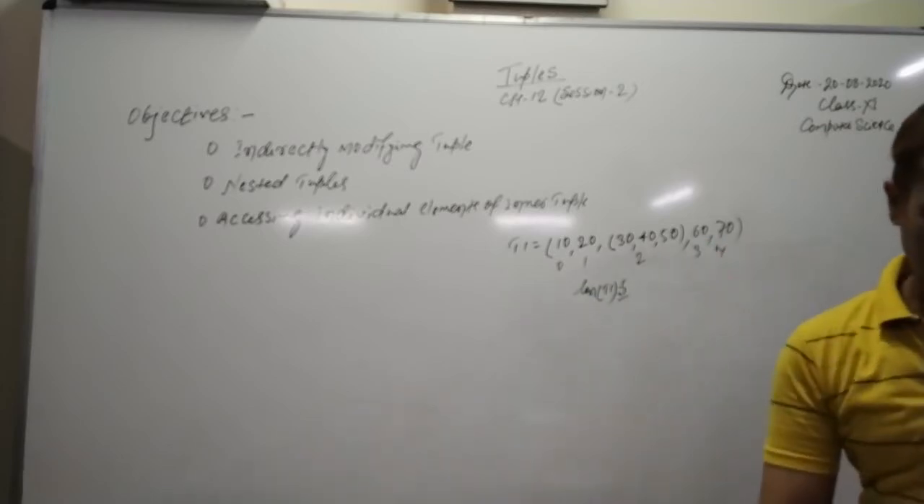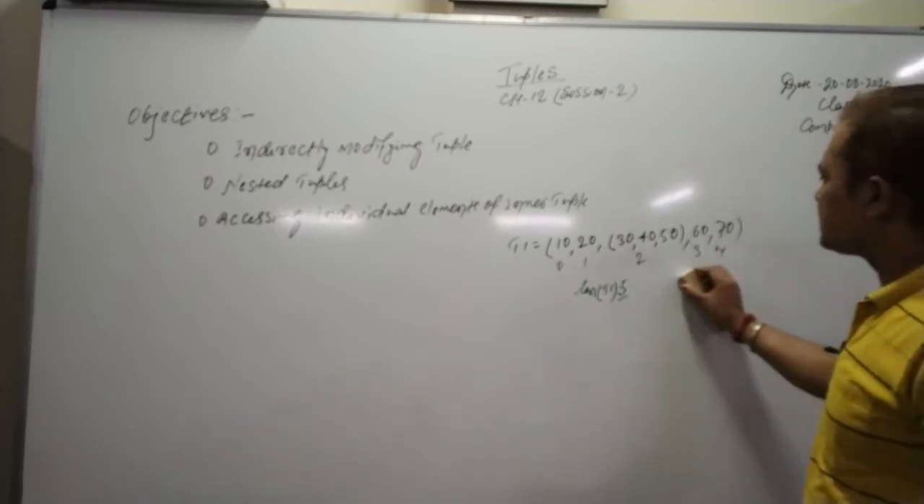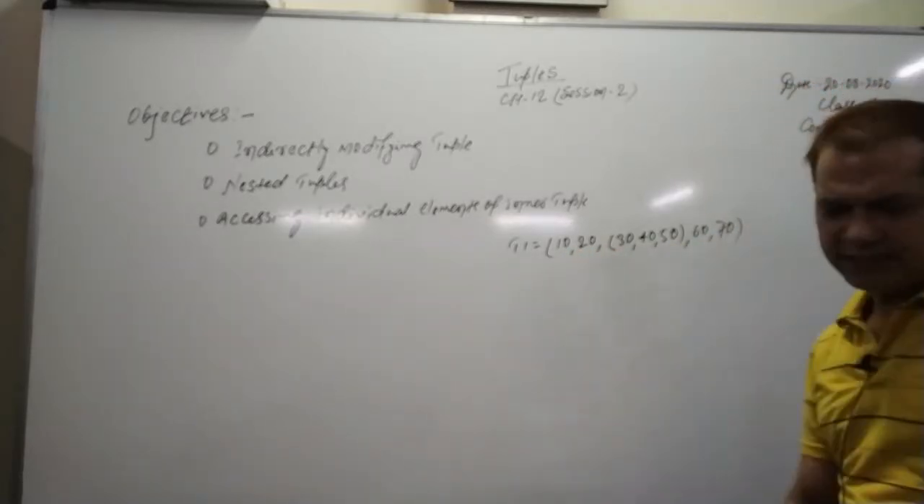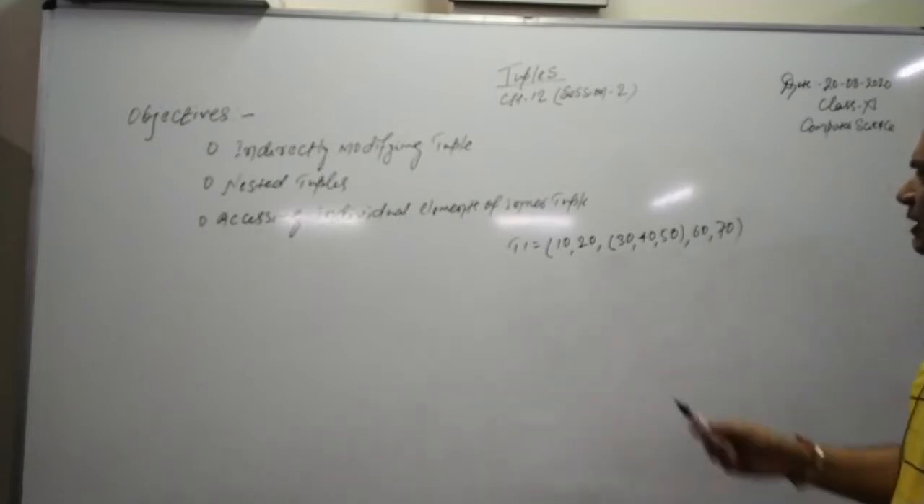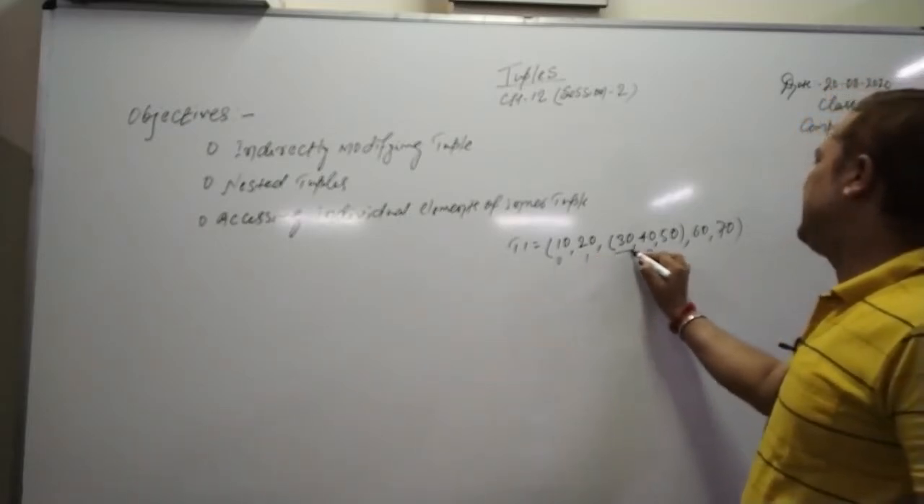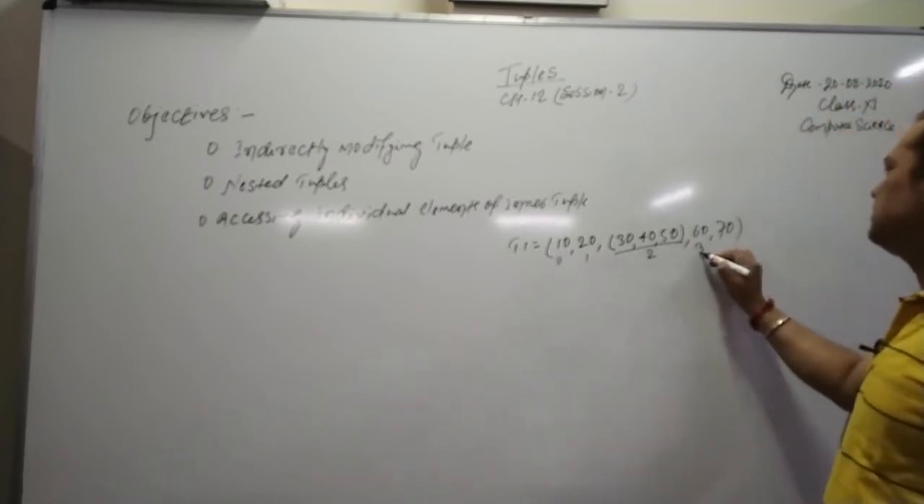Now, the next question is how to access the nested tuple element, since it's nested now. Let's see. As I mentioned, this is 0, this is 1, this is 2 itself completely till this, and then third and fourth.